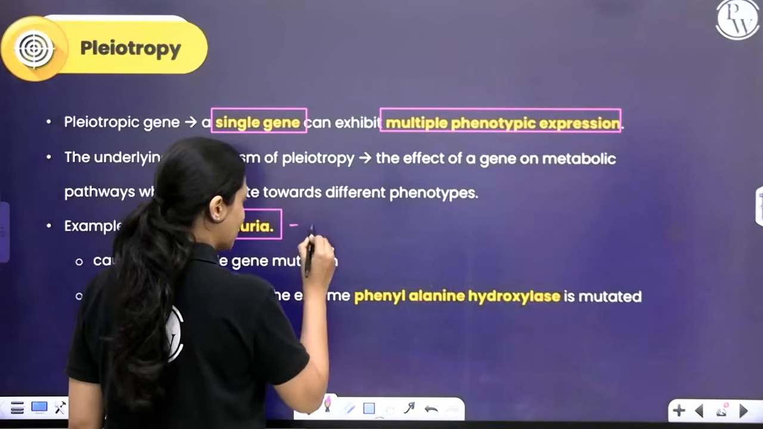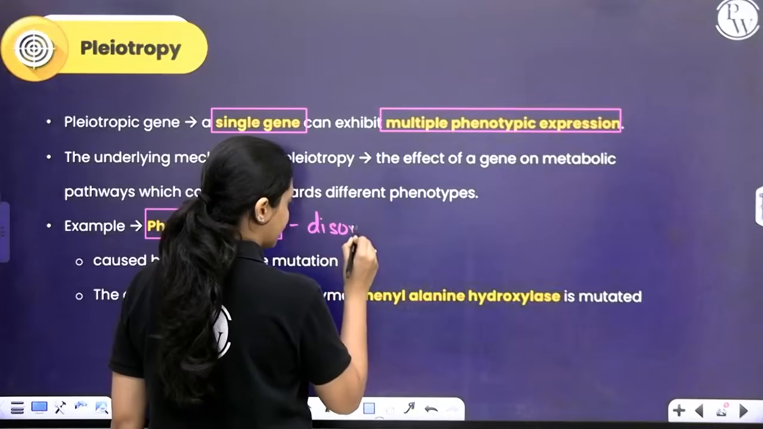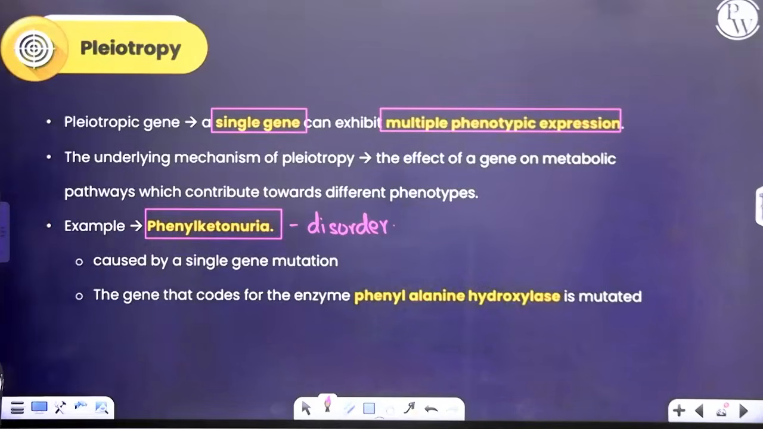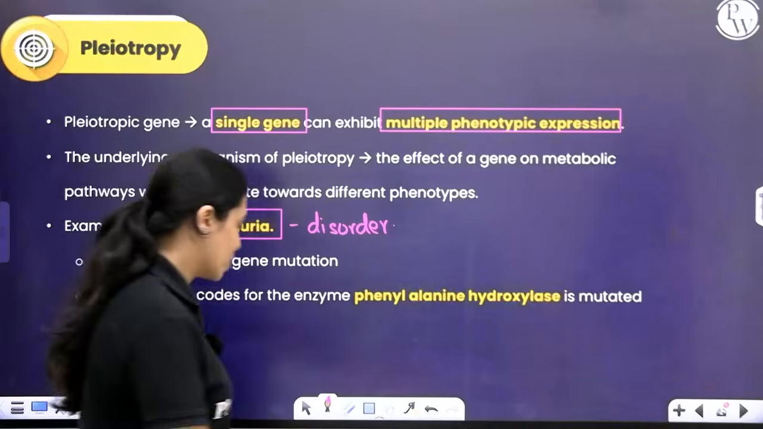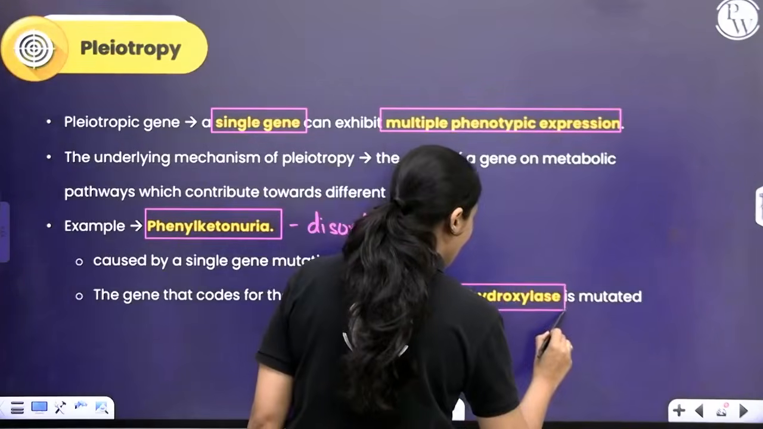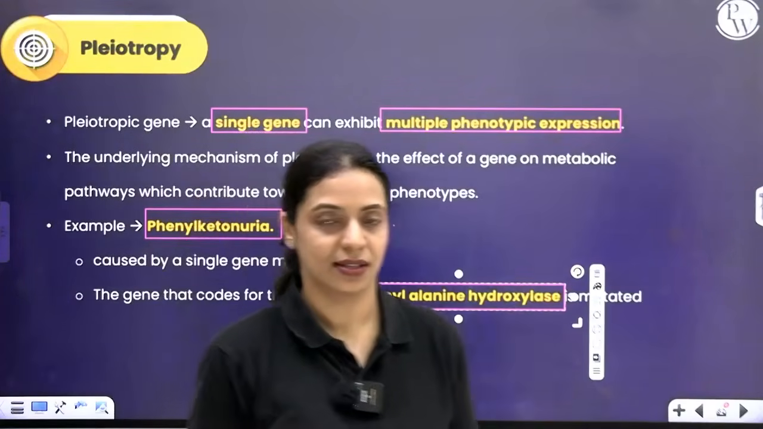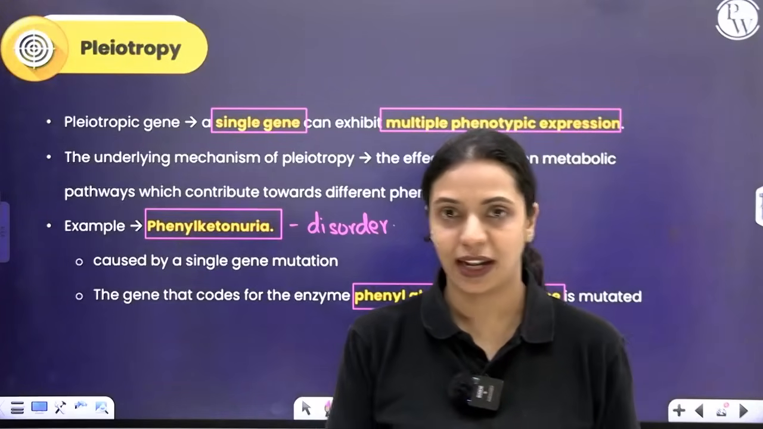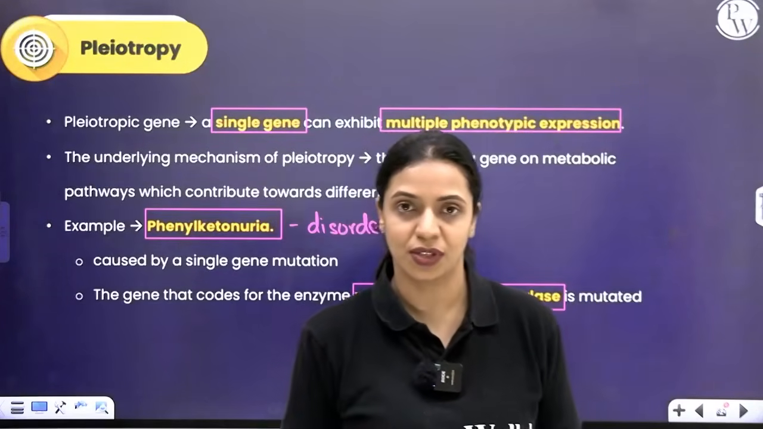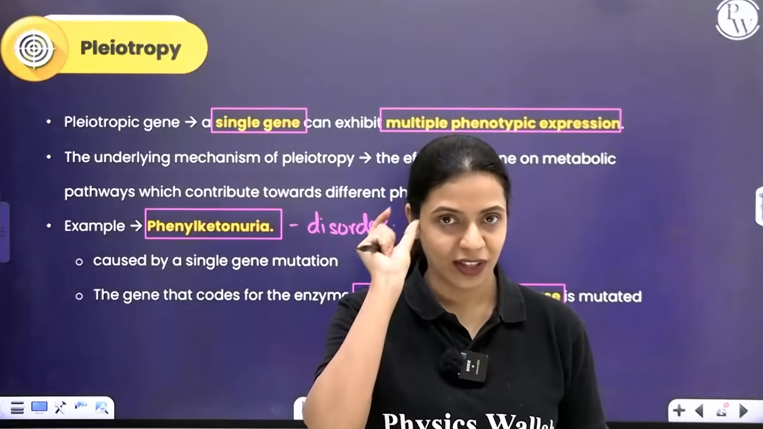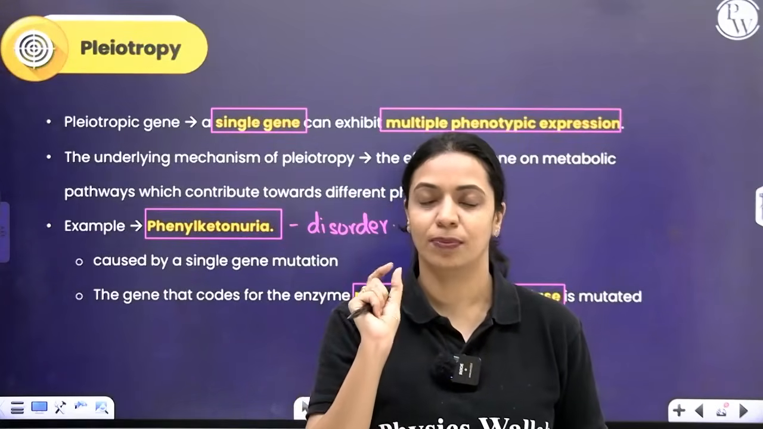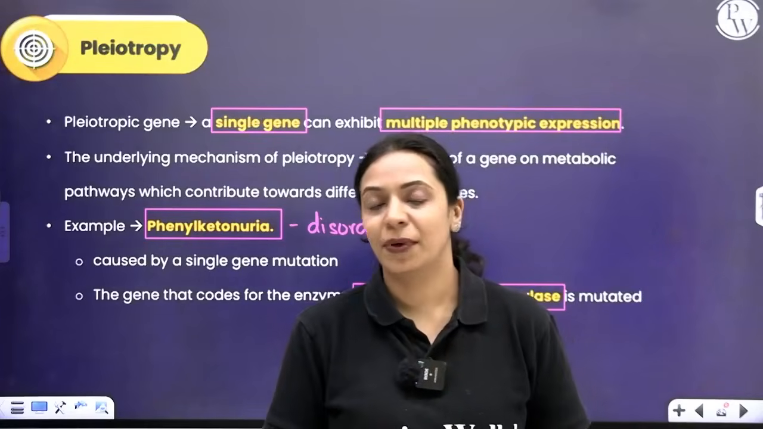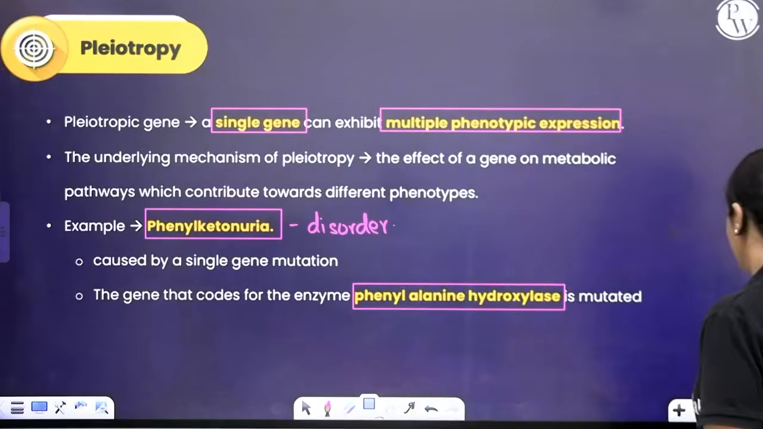is phenylketonuria, which is a disorder. Okay, what happens here is there is one gene. That gene is responsible for production of an enzyme called phenylalanine hydroxylase. Now that gene gets mutated. PAH, phenylalanine hydroxylase, is not getting produced. Okay, because that one gene is affected, one gene is not functioning normally. Multiple phenotypic effects you can see. What are the multiple phenotypic effects?